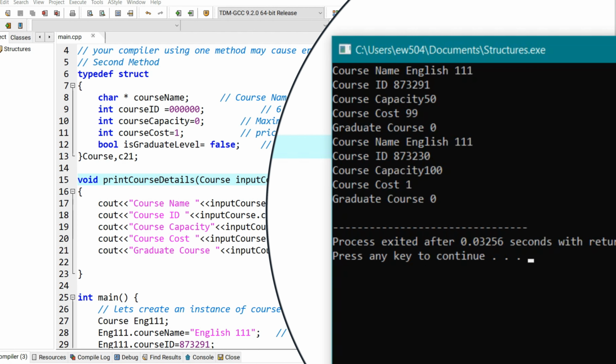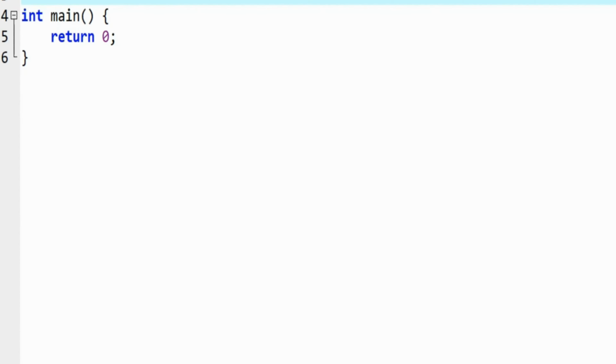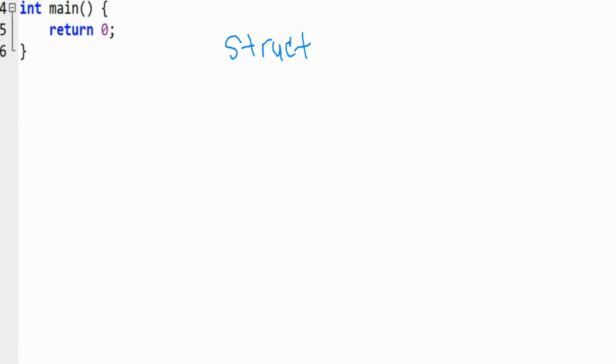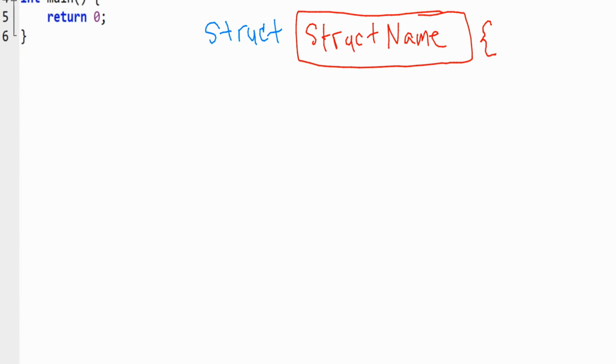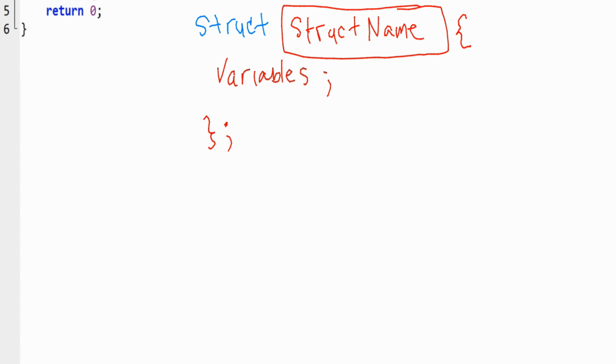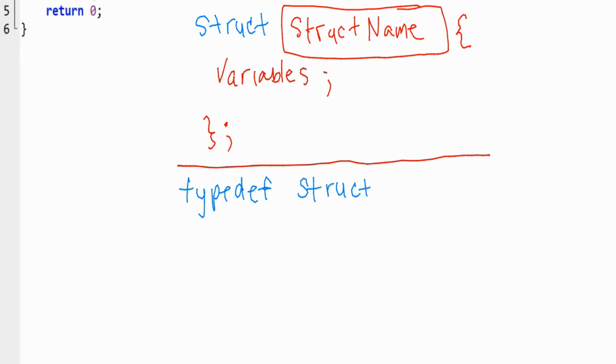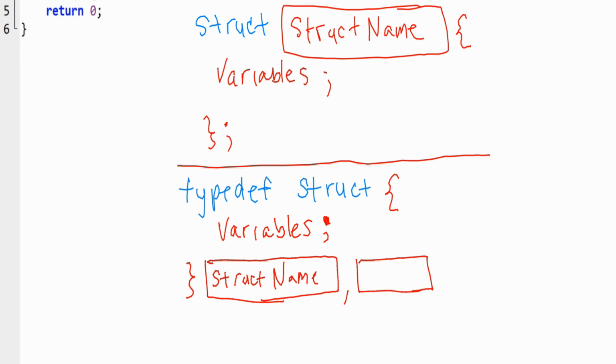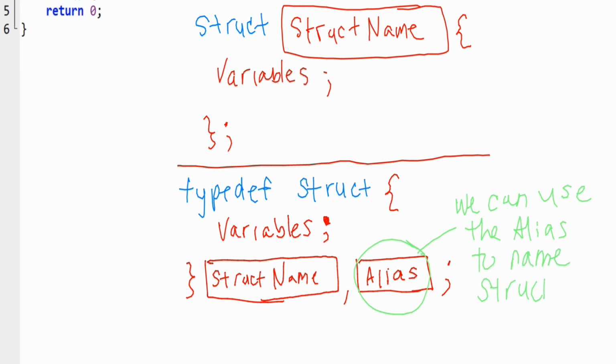So let's review structs again right quick. We basically use the struct keyword and then our structure name. And we're going to put our curly braces and our variables in the middle of the body of our structure. And then we're going to end with a semicolon. The second way we declare a structure is to use typedef, the struct keyword, and then we're going to put our variables in the middle of the body, just like we did last time. And our struct name will be at the end. And then any alias will be at the end. Those aliases work almost like references in C++.